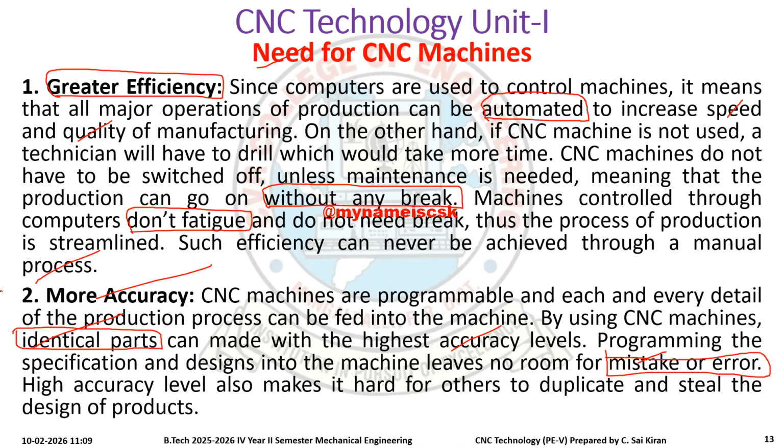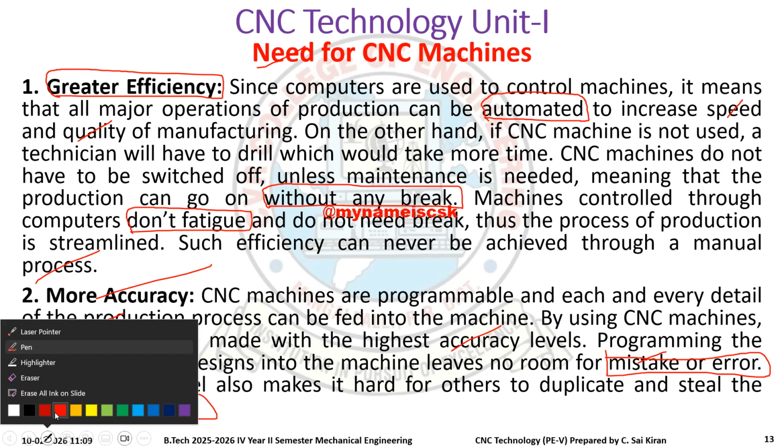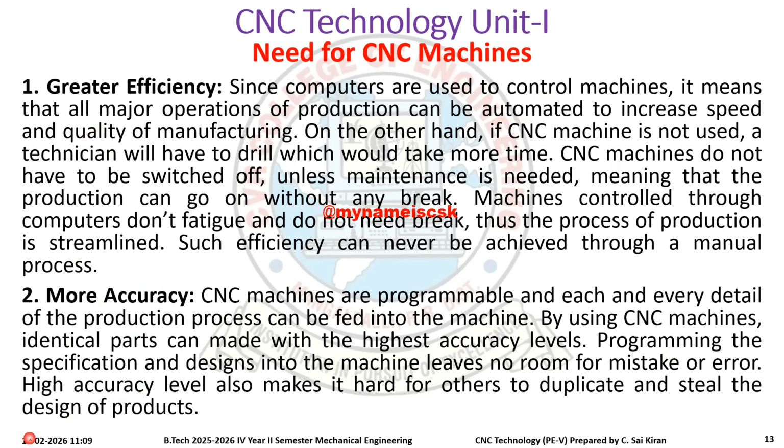High accuracy levels also make it hard for others to duplicate and steal the design of products. When you're making higher accuracy products, another person cannot duplicate your product, because if they try to duplicate it, the accuracy of their product will be much lower compared to yours. So the second benefit is more accuracy.